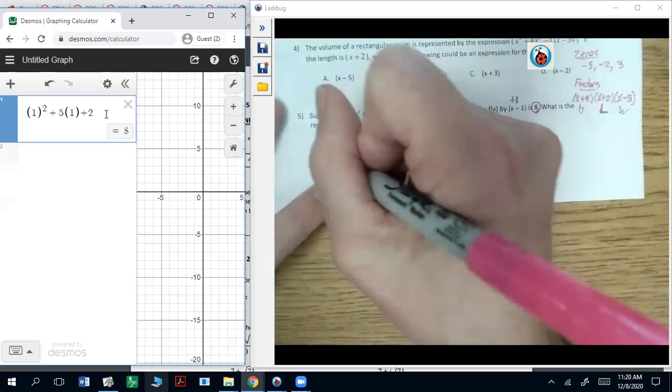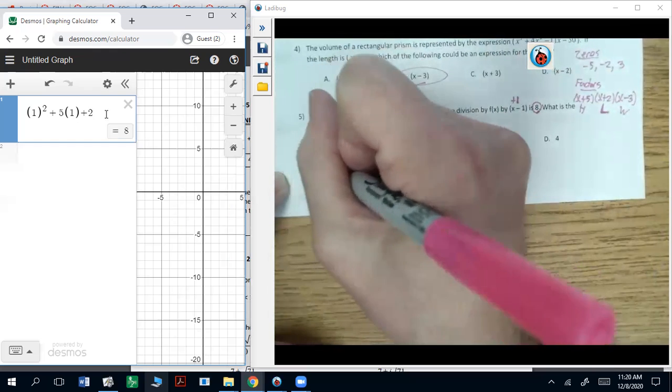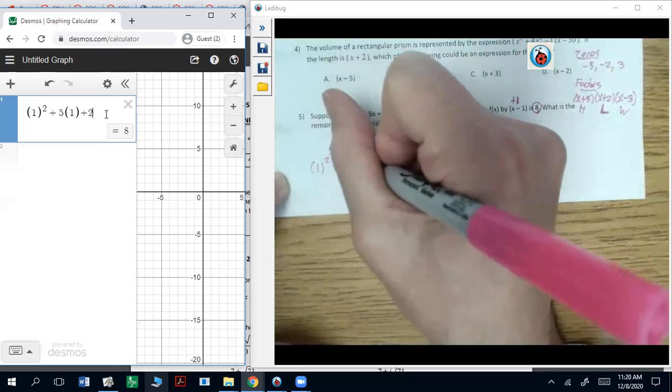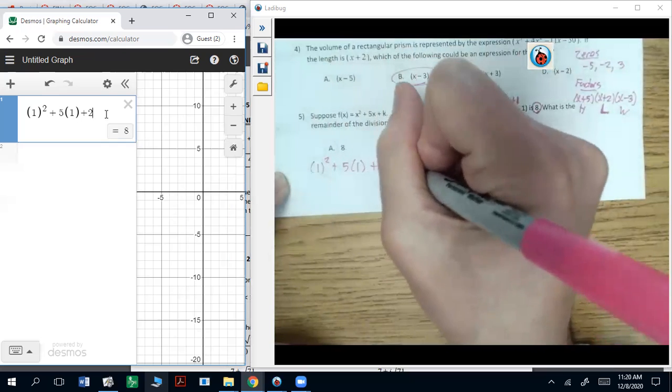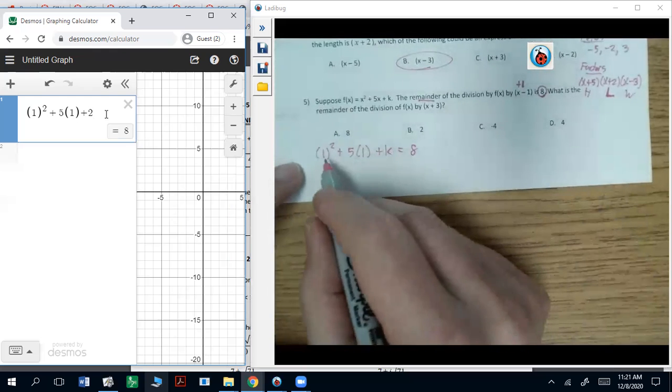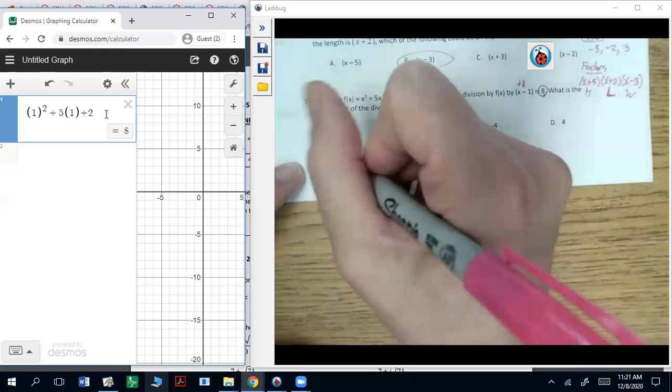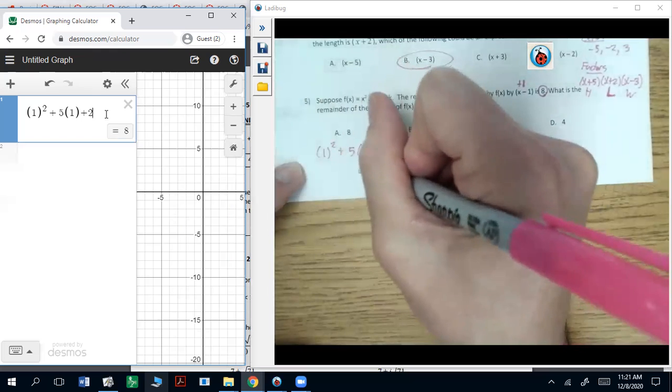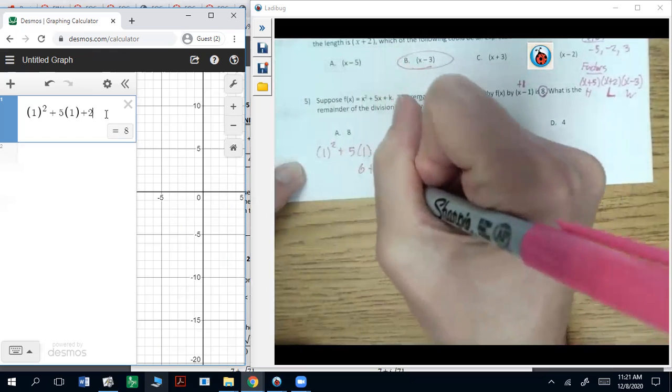We'll verify that by hand, but basically 1 squared plus 5 times 1 plus k equals 8. 1 squared plus 5 times 1 is 6. So 6 plus k equals 8. And k is going to be 2.